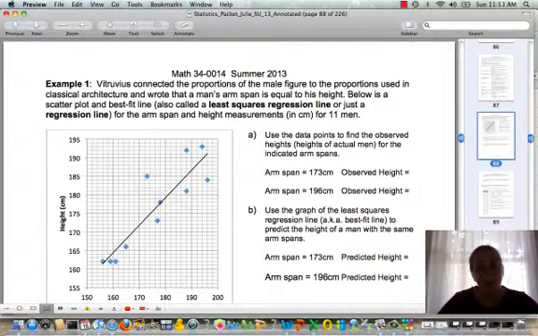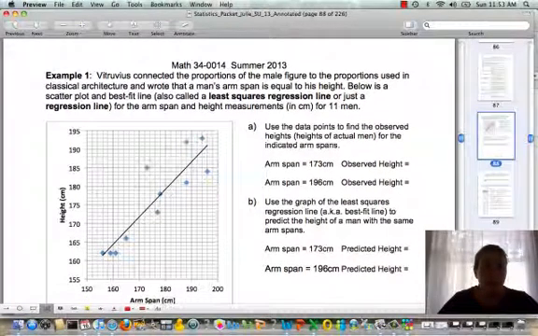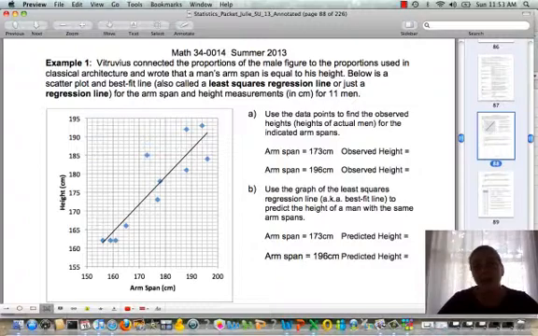Below is a scatter plot and a best fit line, which we know is called the least squares regression line, or just the regression line, for the arm span and height measurements in centimeters for 11 men. So down here on the x-axis we have the arm span, and on the y-axis we have the height.